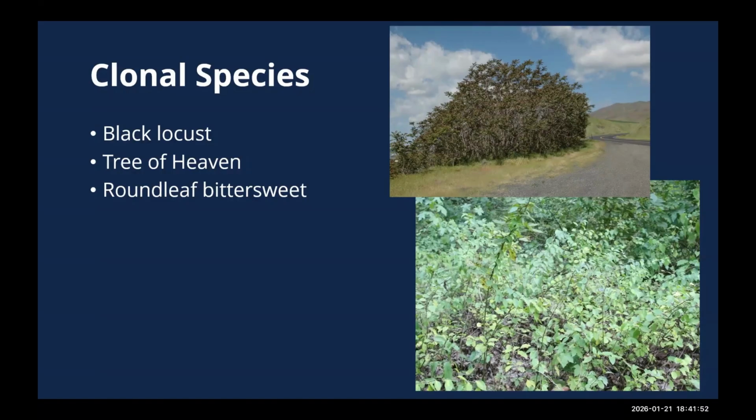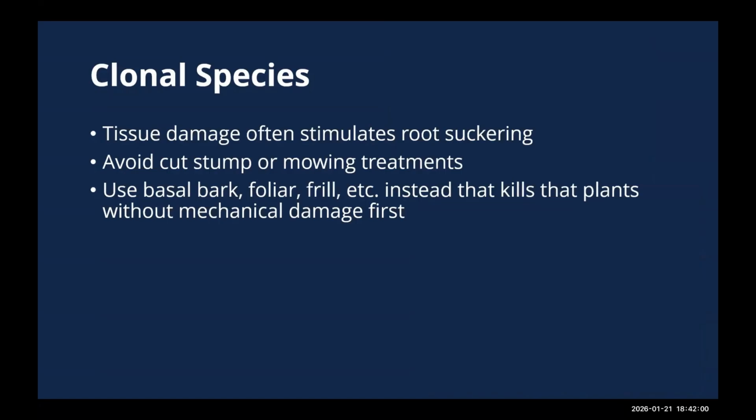We tend to see this with things like black locust, tree of heaven, and roundleaf bittersweet. The problem with clonal species is that if you damage their tissues, if you cut the stems or trunks, it often stimulates really aggressive root suckering. You'll go from having one trunk to hundreds of little ones coming up, and that just makes it difficult to control.